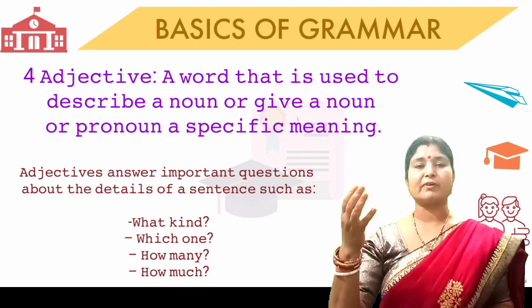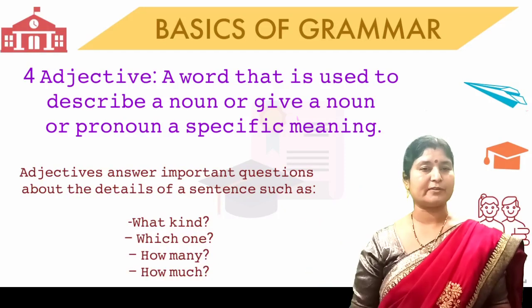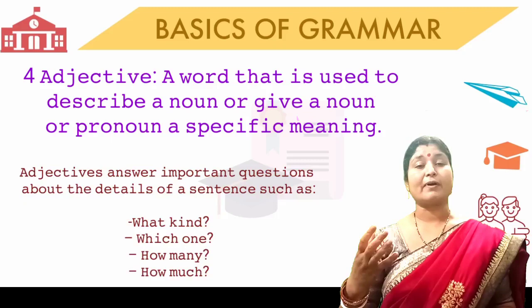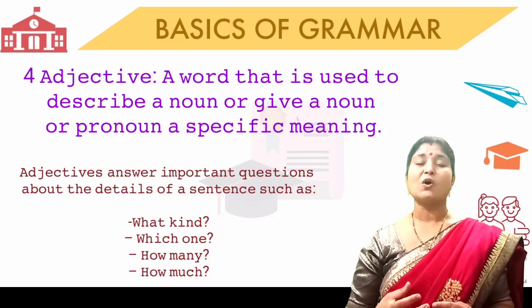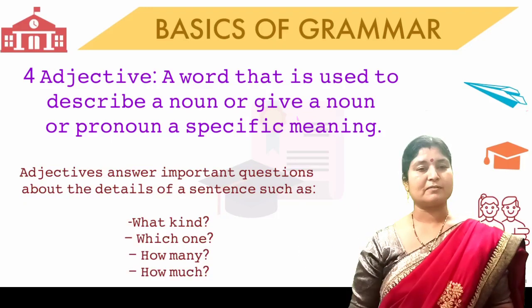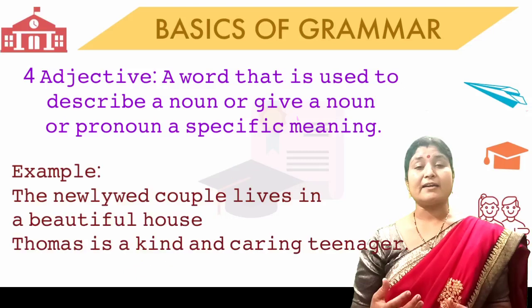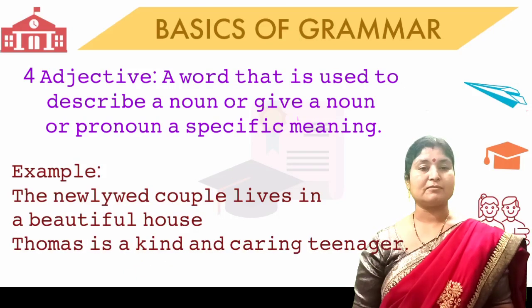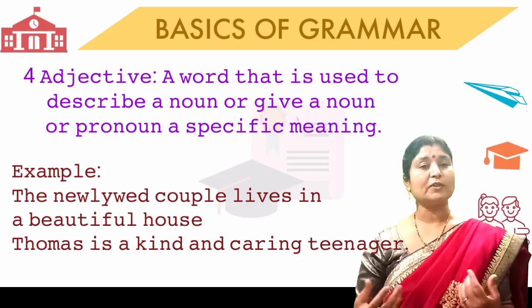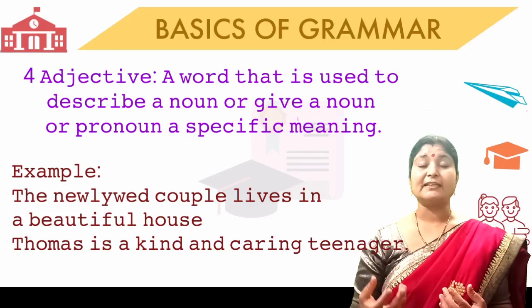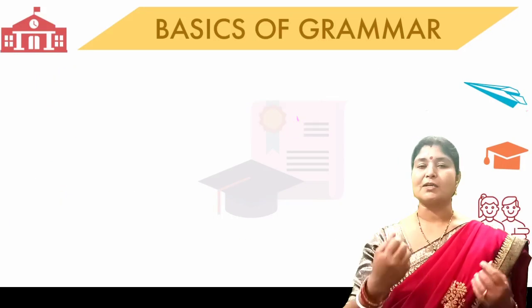For example, the newlywed couple lives in a beautiful house. So this beautiful is known as an adjective because it is qualifying the house or gives more meaning to the house. Like, Thomas is a kind and caring man. So kind and caring both are adjectives because these are the qualities of Thomas.